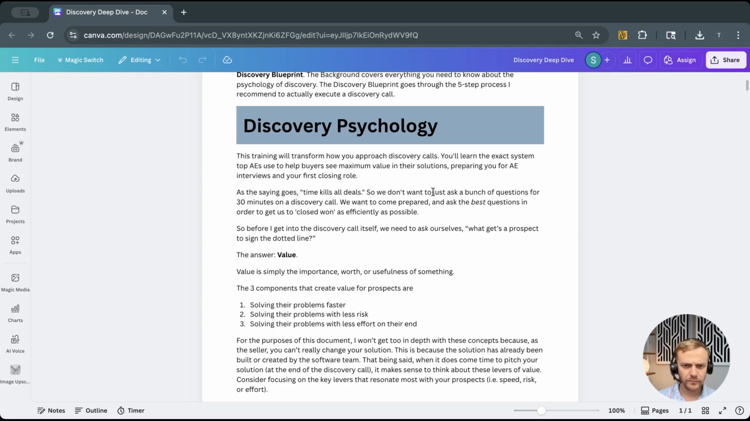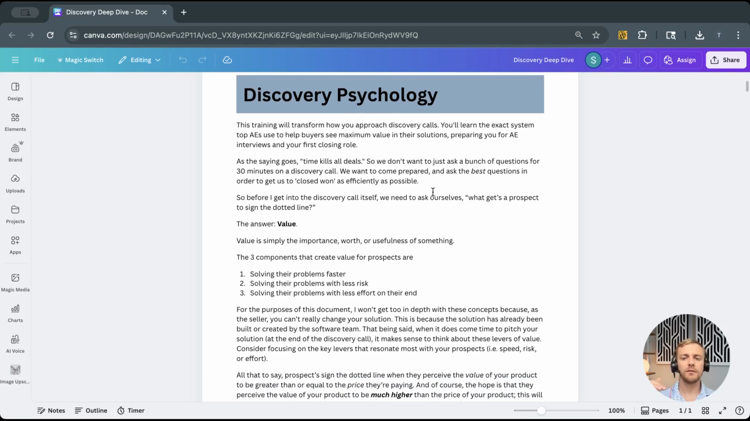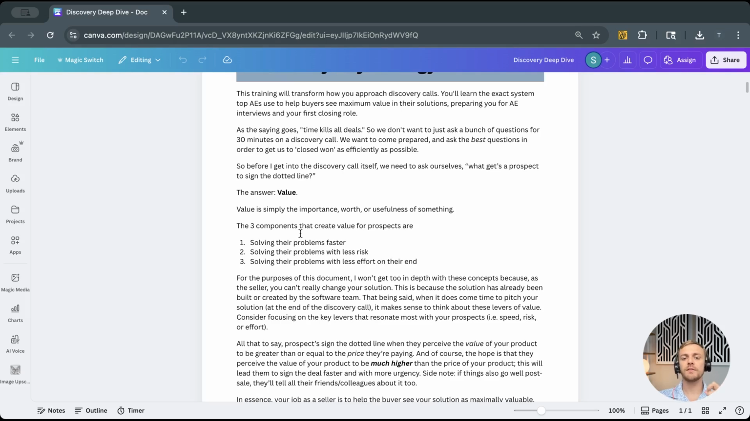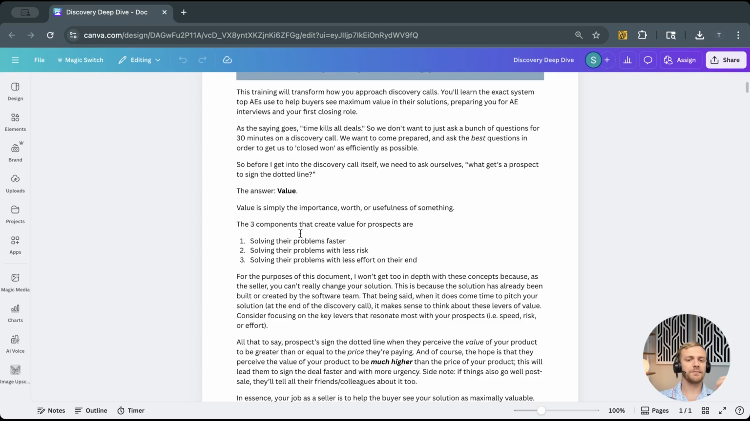And so before I get into the call itself, we need to ask ourselves the question, what gets a prospect to sign the dotted line? The answer, value. So how did we define value? I got this from Google. It's simply the importance, worth, or usefulness of something. And in regards to sales, the 3 components that create value are, one, being able to solve the customer's problems faster, solving their problems with less risk, and solving problems with less effort on their end, making it easier for the customer.